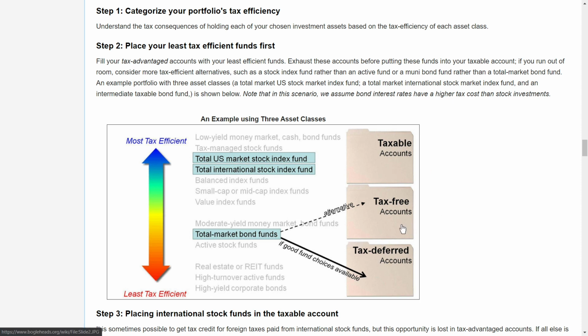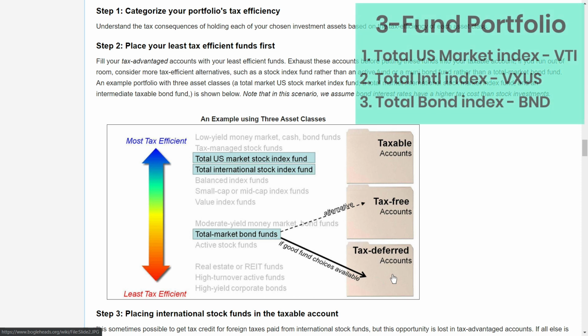You have a tax-free account, say an IRA, and you have a tax-deferred account such as your 401k from your employer. And the second thing is I want to use a simple 3-fund portfolio, which will be comprised of 3 index funds, and we're going to take a look at how we can position those 3 index funds into the proper accounts. Alright, so step number 1 is to really understand what is the tax efficiency of the 3 funds that we want to hold as part of our portfolio.